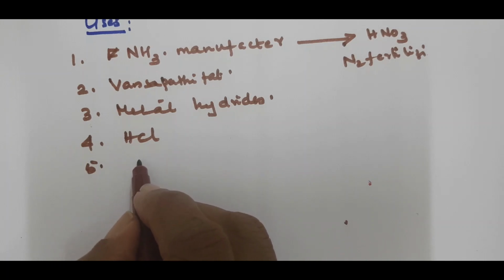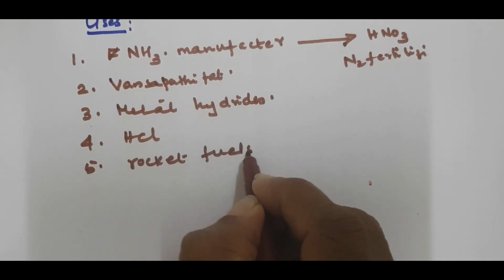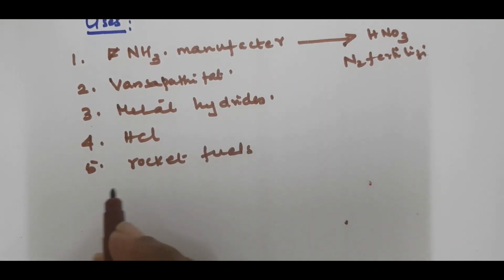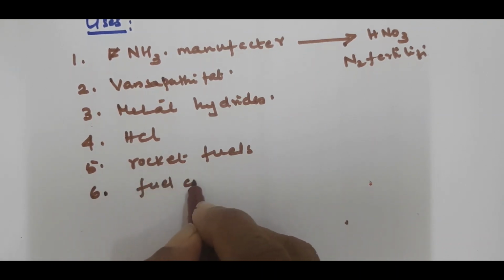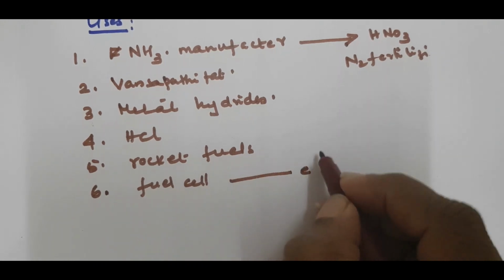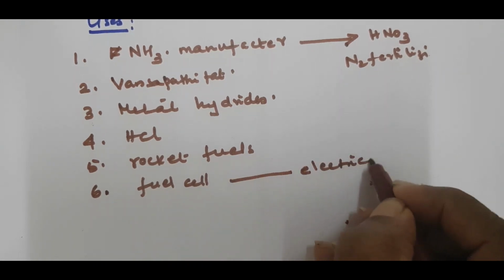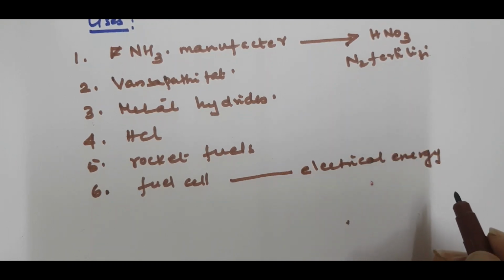Then hydrogen is used in the preparation of rocket fuels in space research. And a very important use is in fuel cells for generating electrical energy. So these are some of the uses of hydrogen, just to keep in mind.